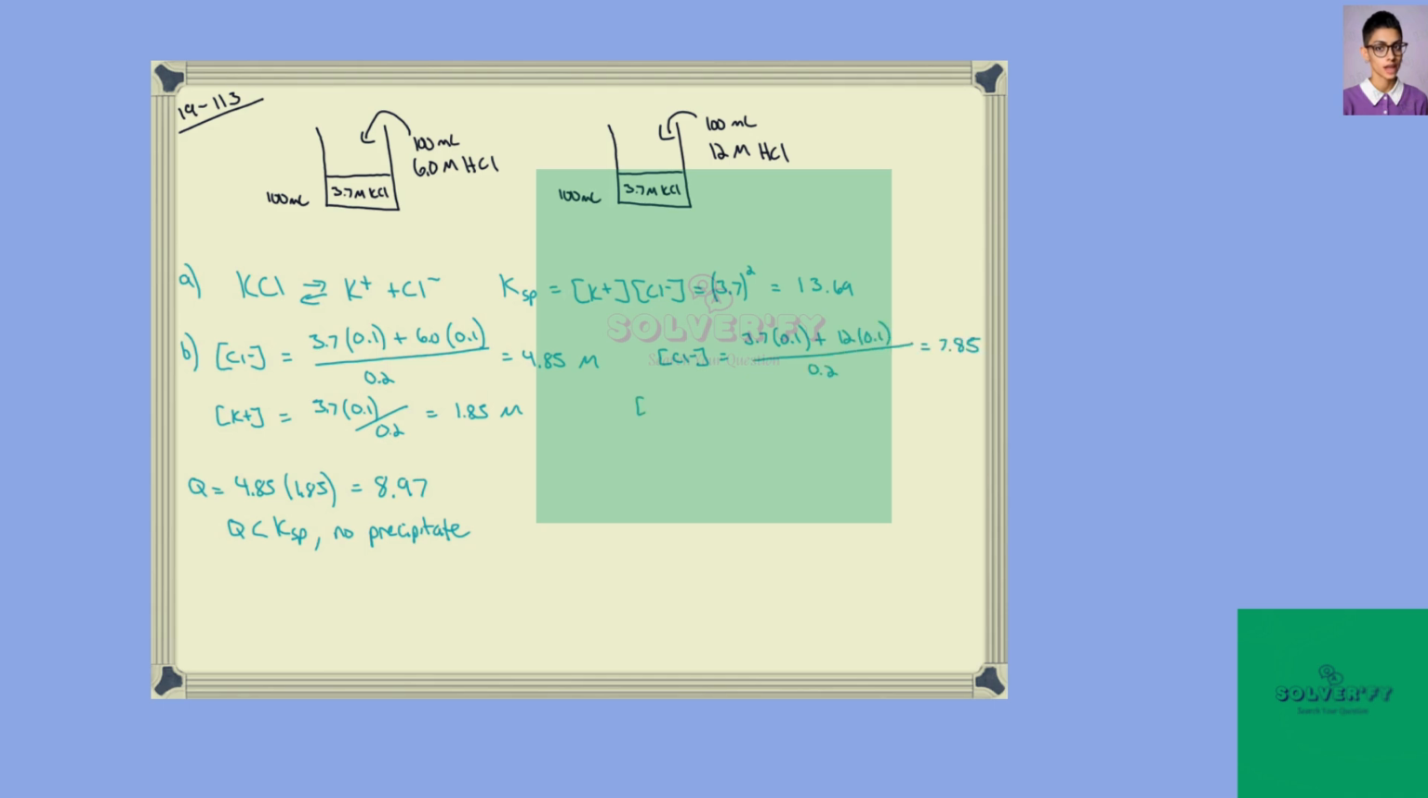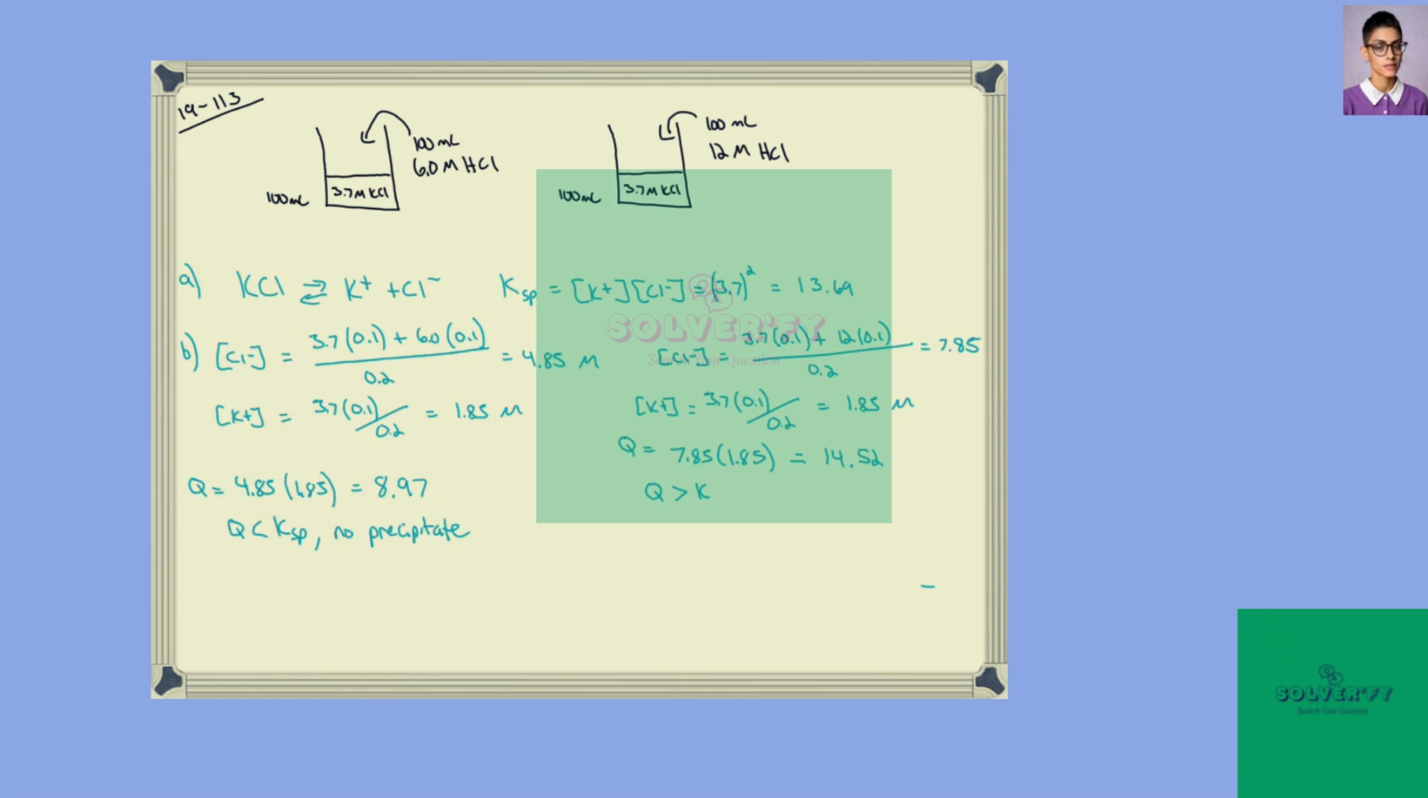We'll do the same thing with this scenario over here, where the new concentration of chloride will be the moles of chloride we start with, plus the moles of chloride we added from the 0.1 liter 12 molar HCl solution, divided by the new volume. We get 7.85. We'll do the same thing as we did here with the potassium. Because we didn't add any potassium, then the potassium concentration here will be the same as here, at 1.85. We then calculate our Q value by multiplying these two concentrations together, and we get a value now greater than the equilibrium constant, 14.52 instead of 13.69.